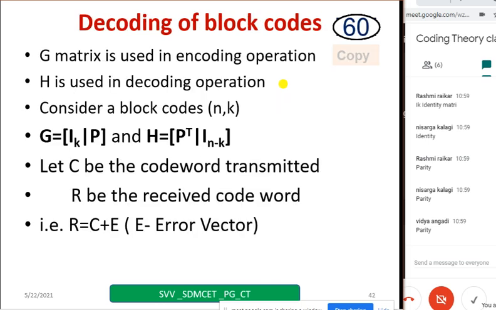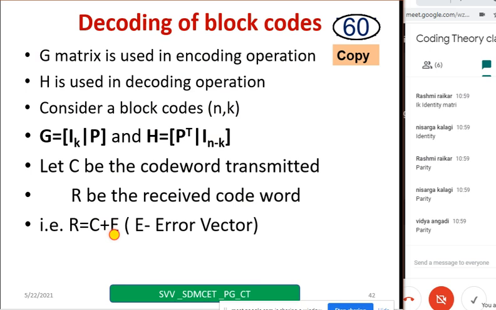Decoding of block codes. How do we do it? The G matrix is used in the encoding operation. H is used in the decoding operation. Consider a block code (n, k). G is given by I followed by P, and H transpose is given by P transpose followed by I. Let C be the code word transmitted, R be the received code word. Even though R may be the same, at the receiver side we consider R, and C is what I am sending at the transmitter. R is given by the code word we are sending plus some error.